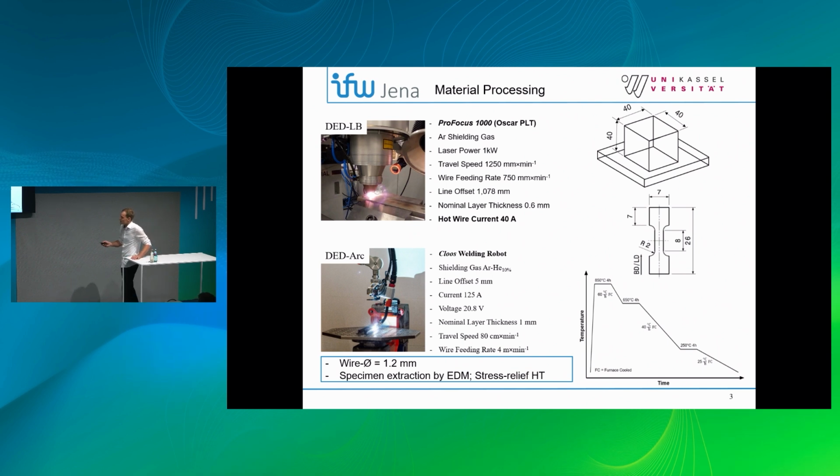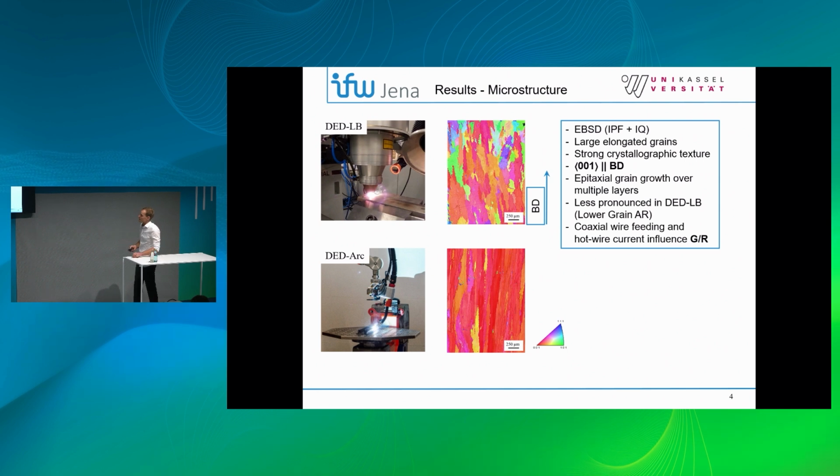For the DED arc experiments that were performed according to the gas metal arc welding process, we used a welding robot by Close. So the microstructure has been assessed firstly using the EBSD techniques, and these IPF maps with the superimposed image quality show some major differences in the microstructure, because in the DED arc material we see large elongated grains that align along the building direction, and they exhibit this typical 001 strong crystallographic texture in build direction.